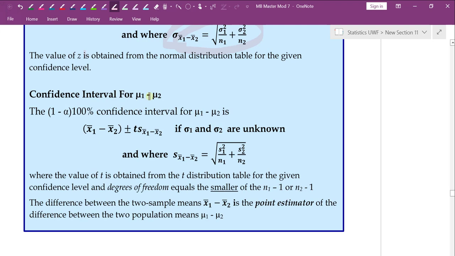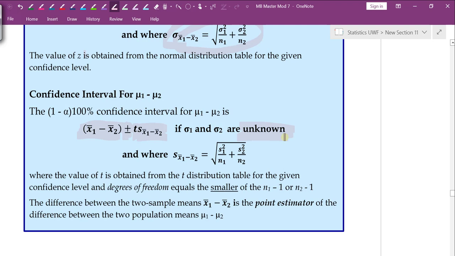Again, our point estimate is going to be the difference, x bar 1 minus x bar 2. That's the point estimate. We're going to add and subtract. We subtract to get the lower bound. We add to get the upper bound. Our critical value t, and then multiply that by the sample standard deviation about the difference of the means. And again, this is when our population standard deviation is unknown.